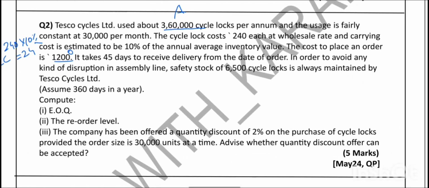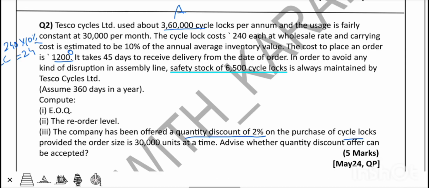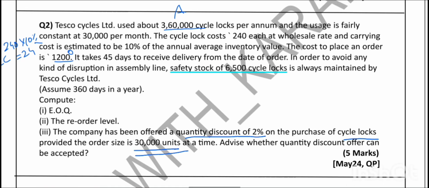It takes 45 days to receive delivery from date of order, so average lead time is 45 days. And in order to avoid any kind of disruption in assembly line, safety stock of 6,500 cycle locks is always maintained by Tesco Cycles Limited. Then assume 360 days in a year and compute EOQ, reorder level, and so on. The third question is, the company has been offered a quantity discount of 2% on purchase of cycle locks provided order size is 30,000 units at a time. Advise whether quantity discount offer can be accepted or not.